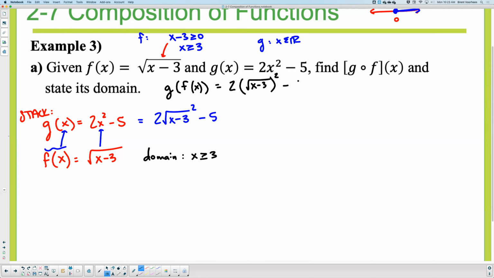So there's the question. Can we cancel a square root with the exponent of 2? Are those opposites? Yes. Yes, so we can cancel those. Those simplify.